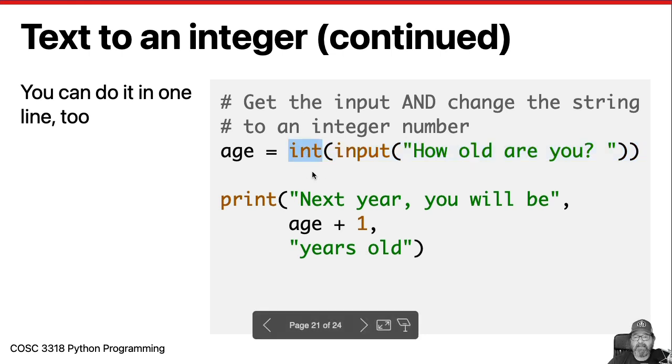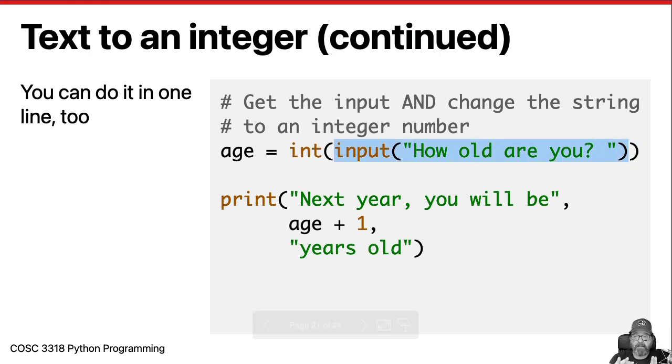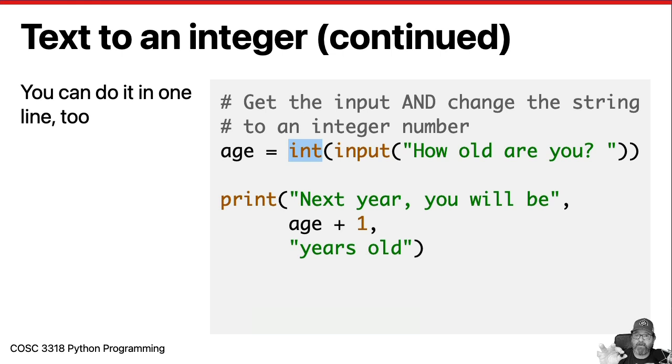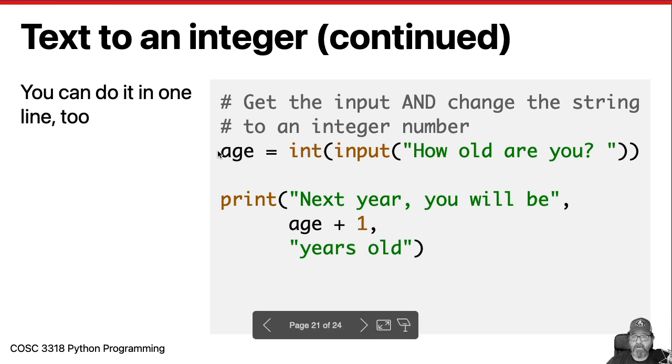Even though we have int first, that's not the first thing that runs. We look inside the parentheses first. So the input is the first thing that runs. It prints out, how old are you? It stops. You type in 23, hit enter. Now the string 23 replaces that. Then int works on that string 23 and turns it into the number 23, and that gets stored in age. And then we can just do the same math that we did earlier.